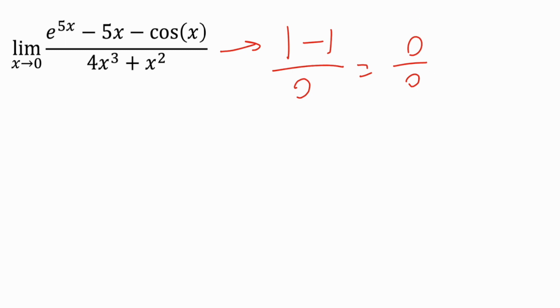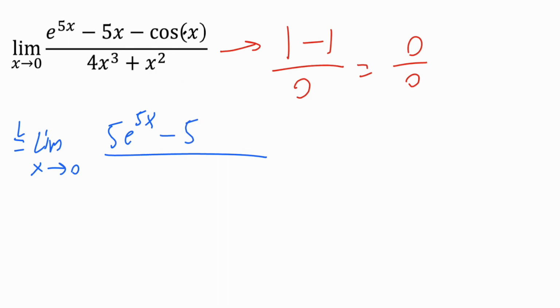Because we got 0 divided by 0, we can use L'Hopital's rule. With L'Hopital's rule, we're going to take the derivative of both the numerator and the denominator. So the derivative of e raised to 5x would give us 5e raised to 5x. The derivative of negative 5x is negative 5, and the derivative of negative cosine x would give us positive sine x. And the derivative of 4x cubed would be 12x squared, and the derivative of x squared would be 2x.